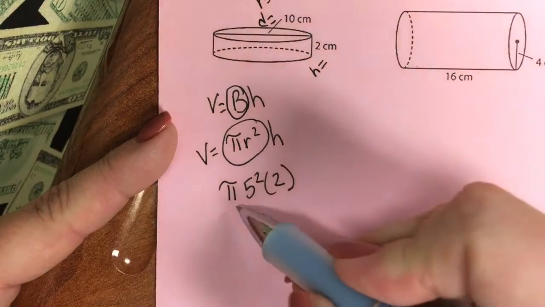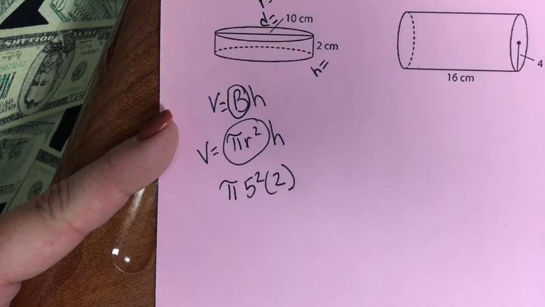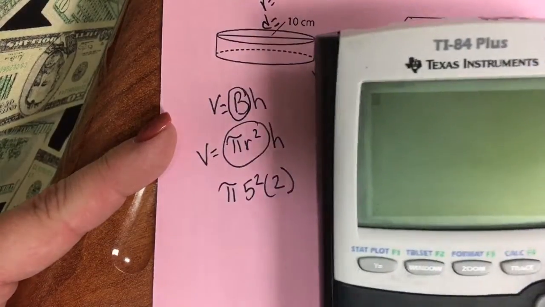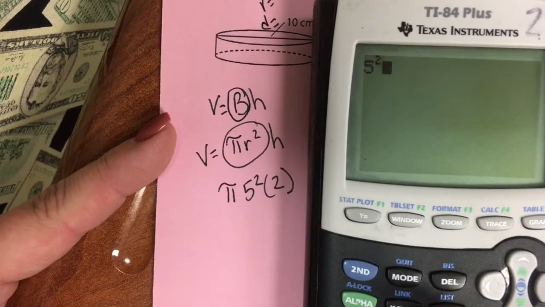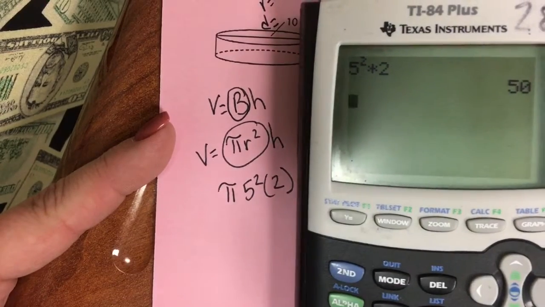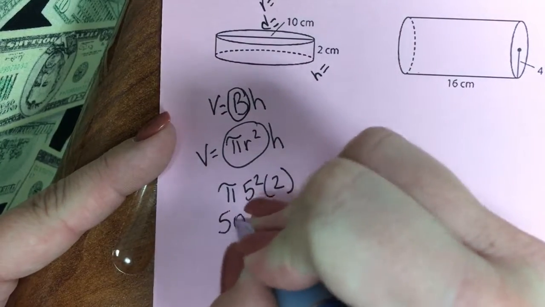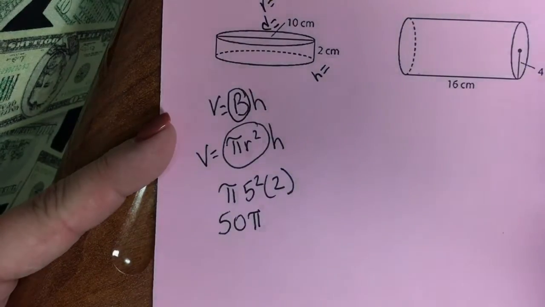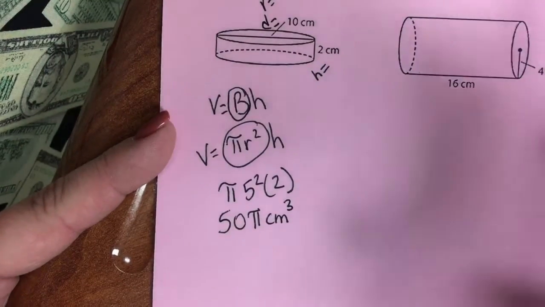Sometimes your answers are going to be left in units of pi, so we're going to start off and just ignore pi. All right, we're not going to worry about the pi right now. So in our calculator, we're going to take 5 and square it and multiply that by 2, which gives me 50. All right, so these numbers multiply together to get 50. I'm leaving pi there. And this is centimeters cubed because volume is in cubic centimeters.